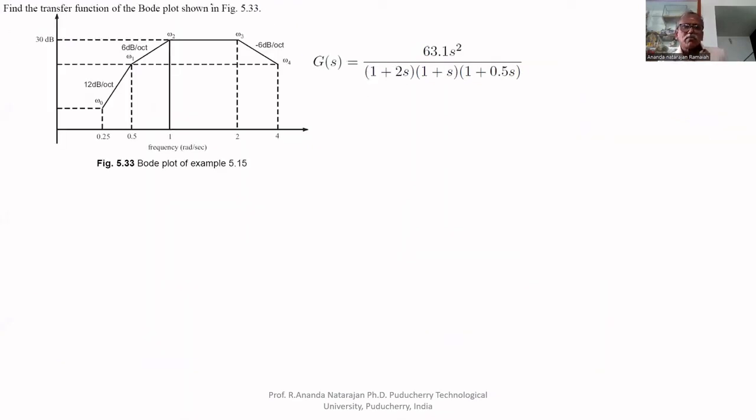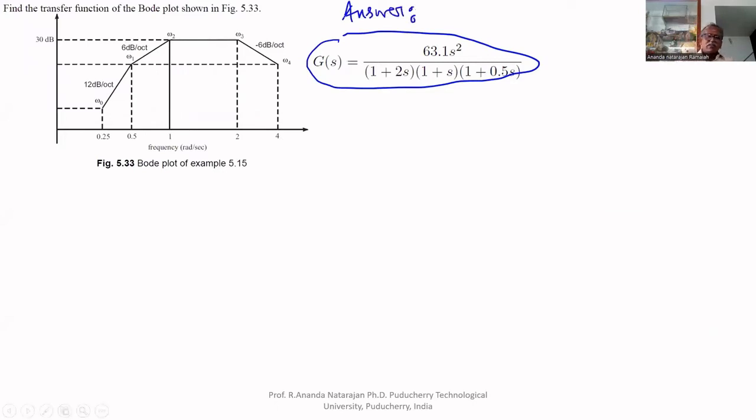Another example. Find the transfer function of the Bode plot shown in the figure. Here G of S is given. This is the answer. We have to find this. So again, we have to form the table.